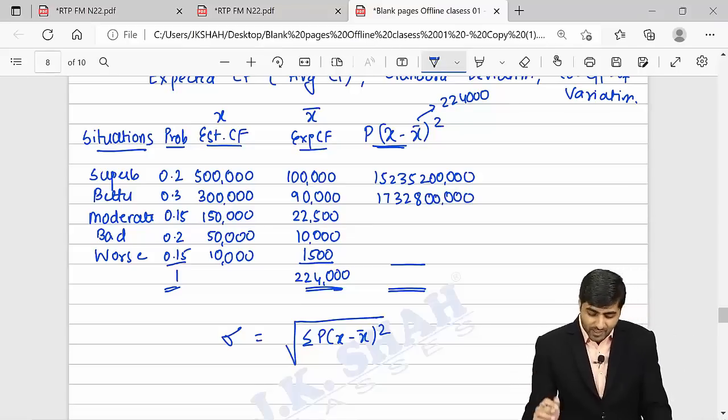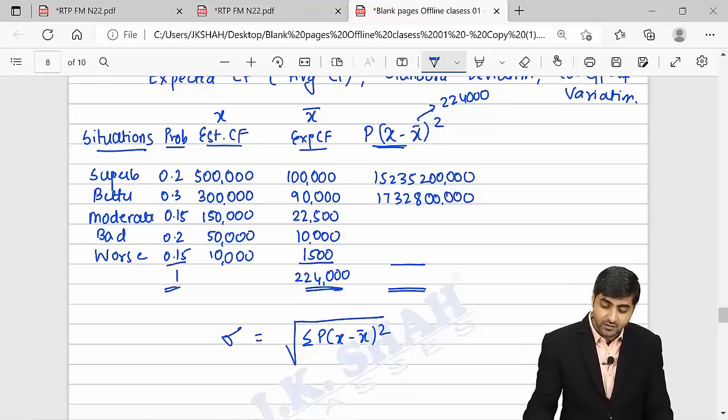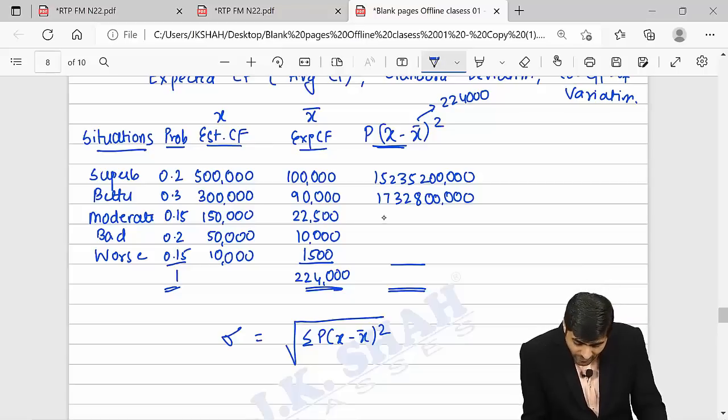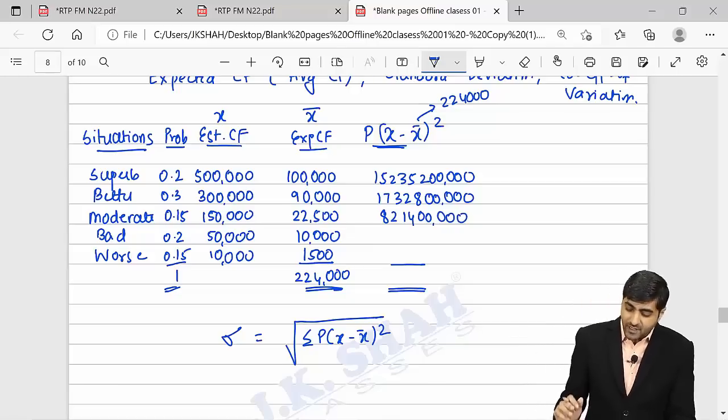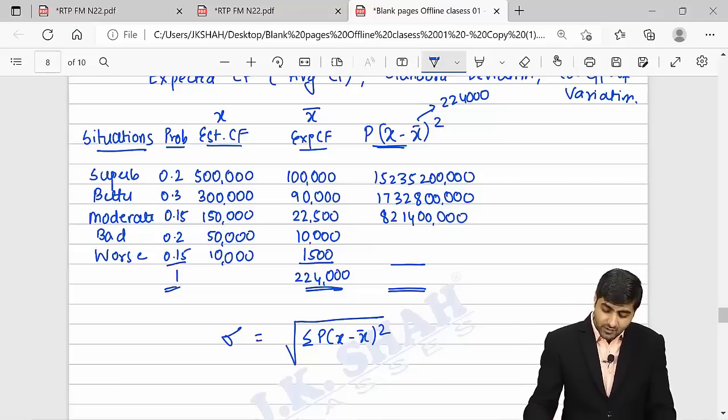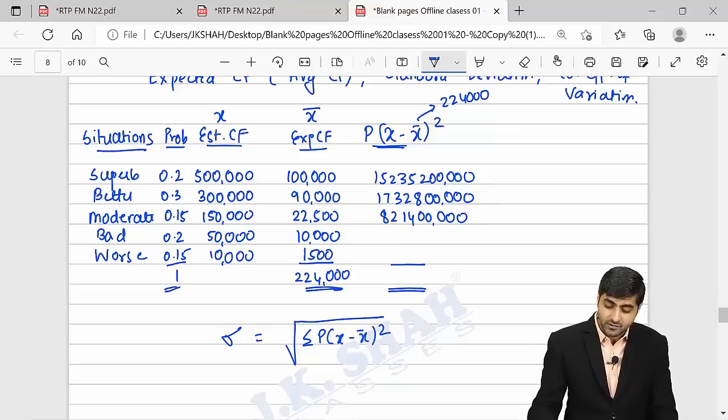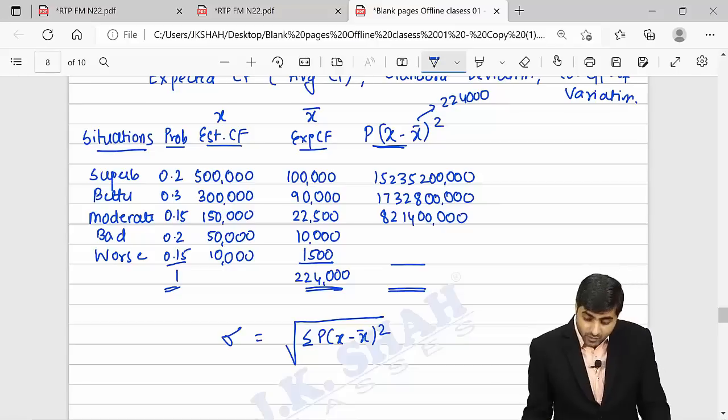Then also at the same time, we have 1,50,000, which you will subtract from your 2,24,000, giving 74,000. You square it up and multiply that by your probability of 0.15. You will be getting this as 8214.5 times 0. And then you will take 50,000 minus 2,24,000, square it up and multiply that by 0.2.